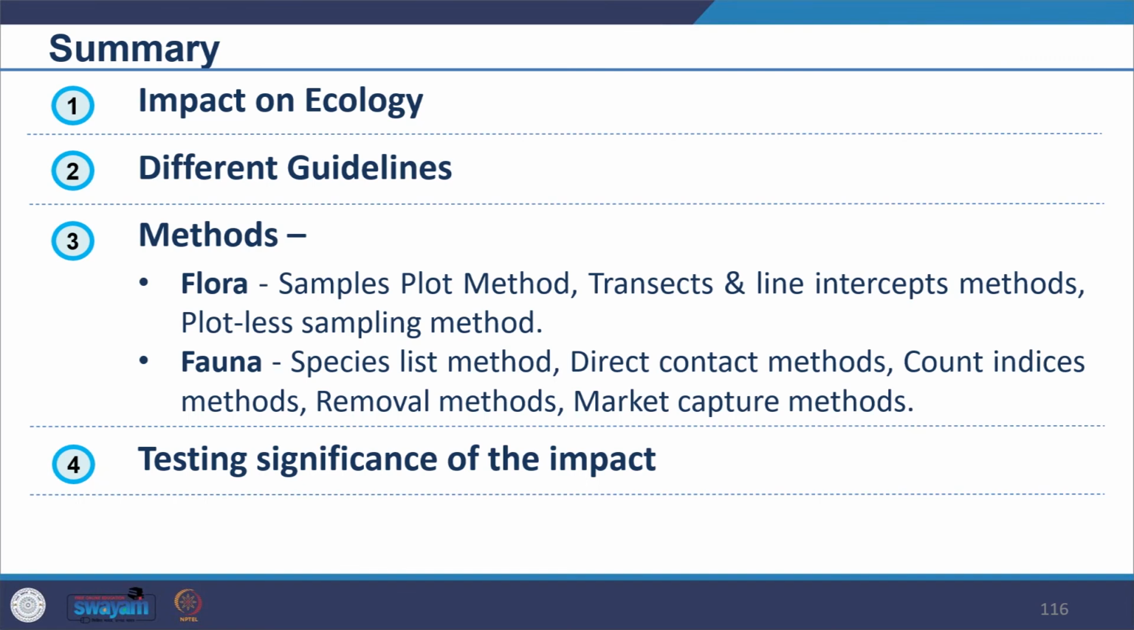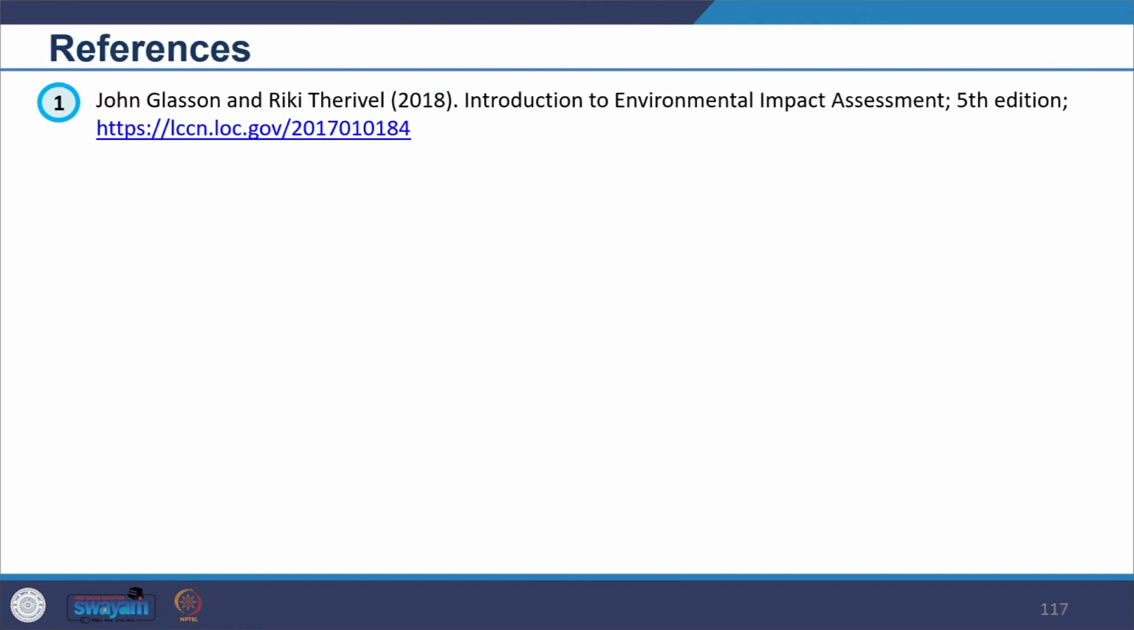We looked at the impact on ecology, what kind of direct, indirect, residual, and cumulative impacts, and types of impacts. Then we looked at different guidelines, certain methods which are available, and how significance is evaluated in the process. This was our key reference for this session. We looked at the manual as well as our key textbook for this purpose.